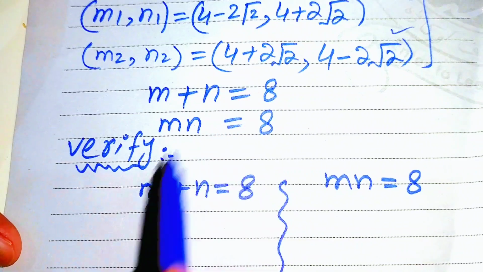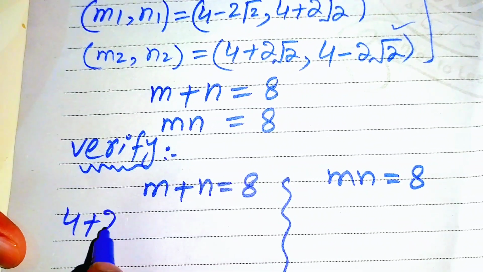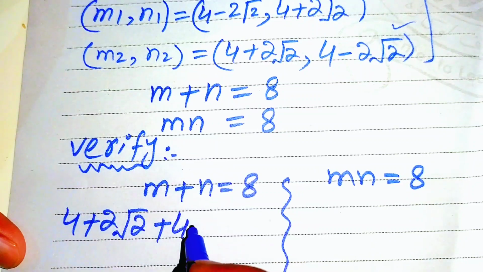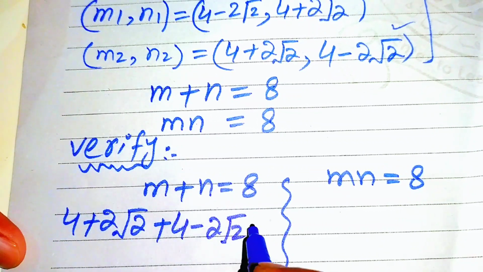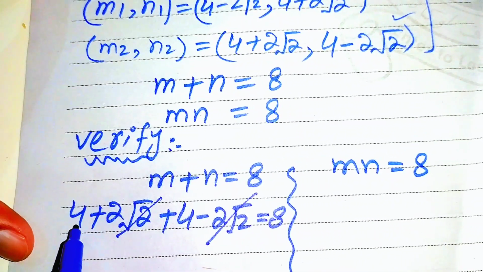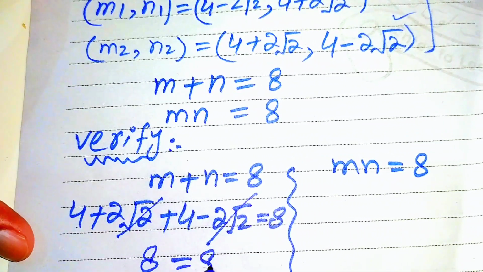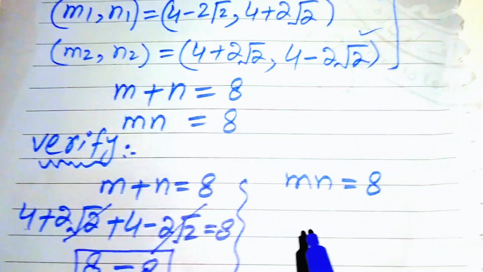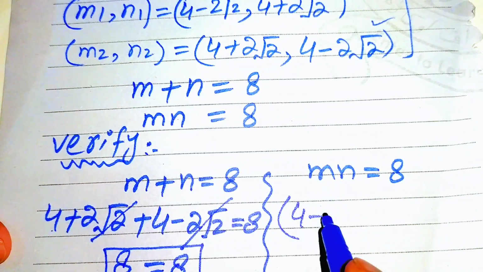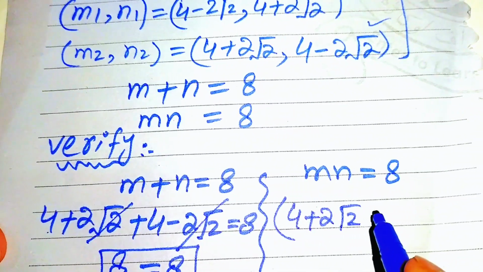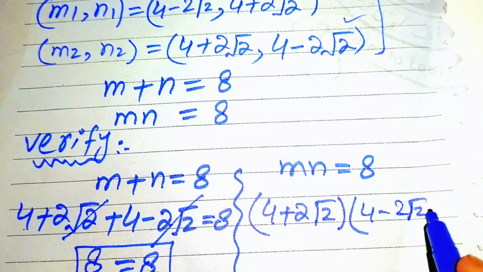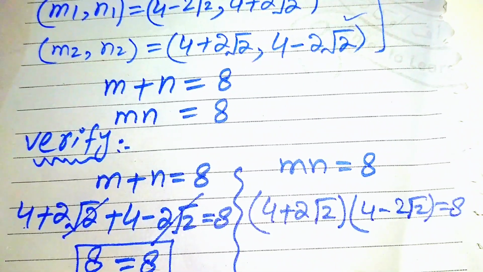So you have m equals 4 plus 2 times the square root of 2, plus the value of n, which is 4 minus 2 times the square root of 2, equals 8. So the negative and positive terms cancel, and we have 4 plus 4 equals 8, so 8 equals 8. And here we put the value of m, which is 4 plus 2 times the square root of 2, and the value of n is 4 minus 2 times the square root of 2, equals 8.